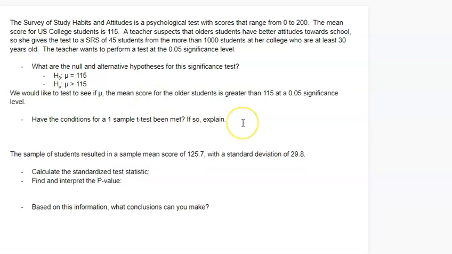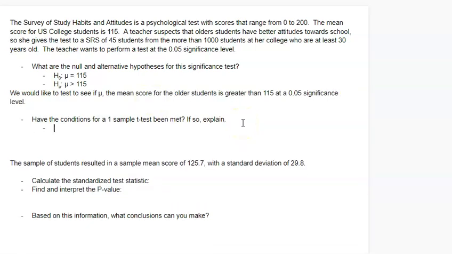Now, have the conditions for a test like this been met? Well, what are those conditions? First, there has to be randomness in the selection of the sample, or it has to be from a well-designed experiment. And in this case, we do see that it is a simple random sample of 45 students.